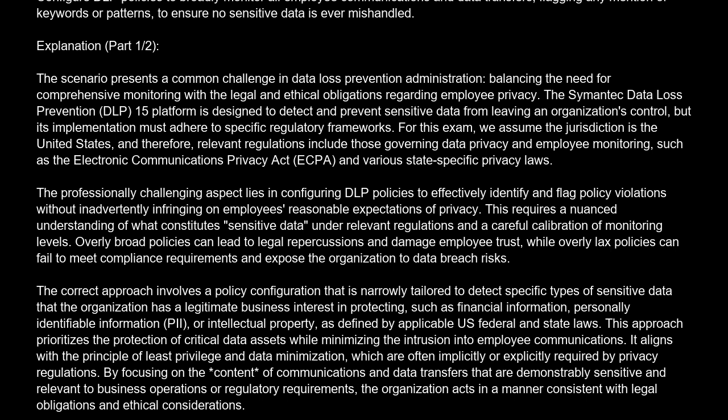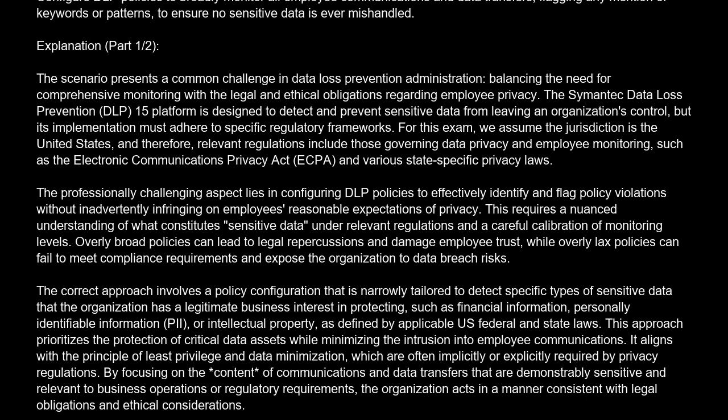The correct approach involves a policy configuration that is narrowly tailored to detect specific types of sensitive data that the organization has a legitimate business interest in protecting, such as financial information, personally identifiable information, PII, or intellectual property, as defined by applicable U.S. federal and state laws. This approach prioritizes the protection of critical data assets while minimizing the intrusion into employee communications.